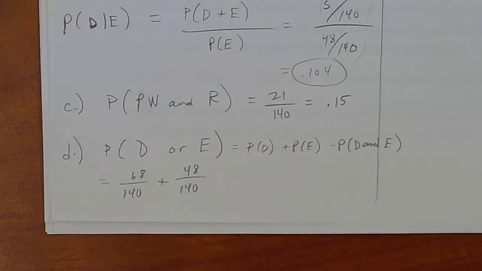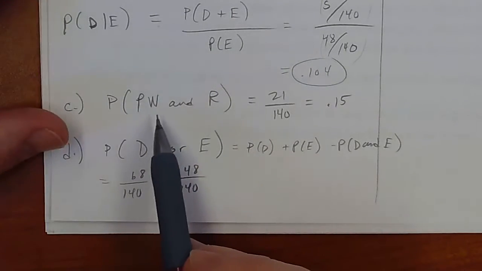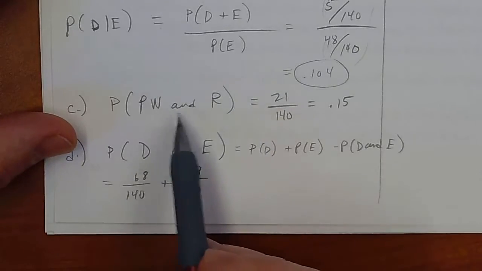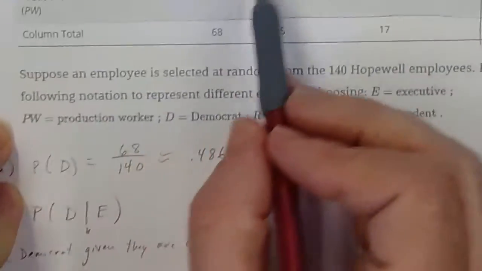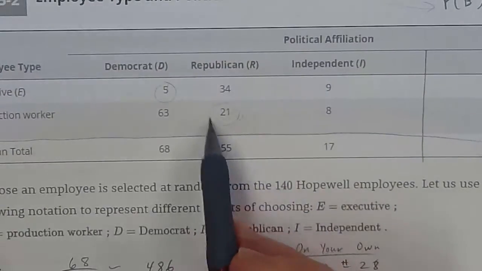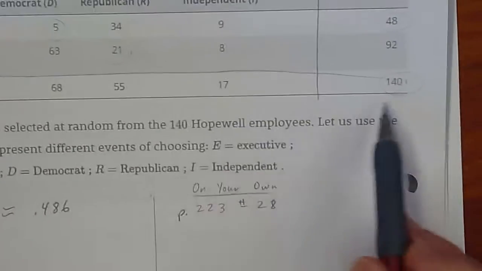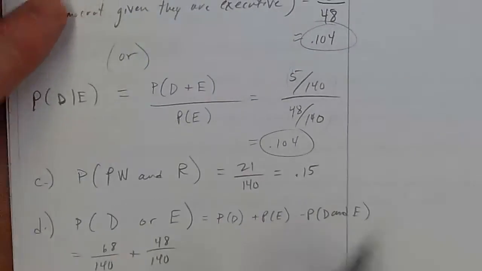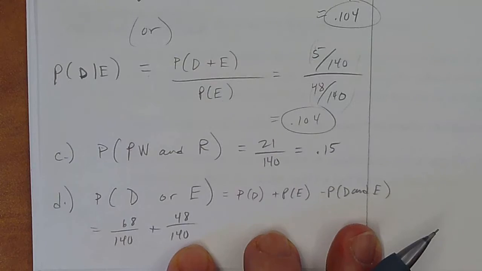Okay. All right, so the production worker and Republican at the same time. Yep, so how many are production workers and Republican? There they are, 21 out of the 140. So we get 0.15 or a 15% chance of that happening.